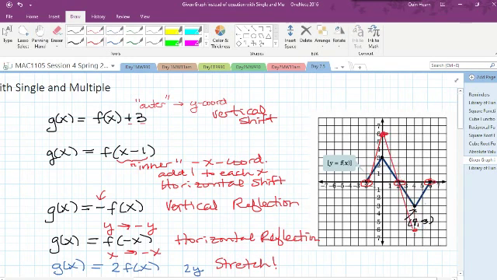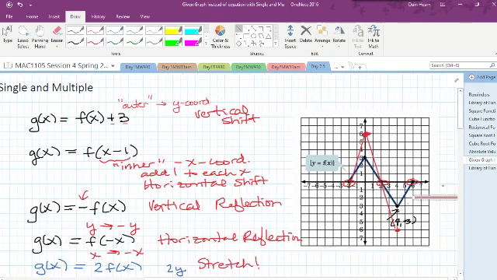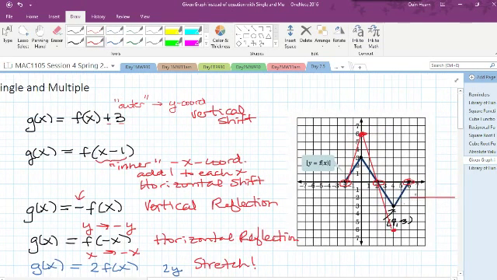Oop, gotta move that guy. It's hard to draw straight lines on here. Okay. Oops.